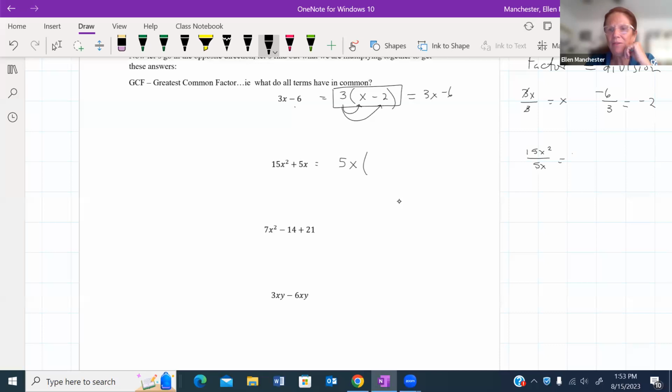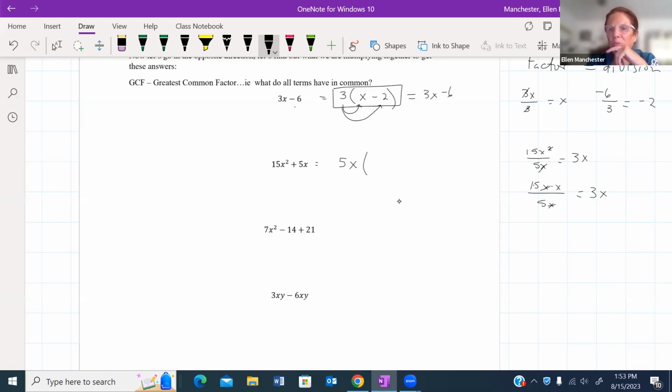15 divided by 5 is 3. I have 2 x's on top and 1 on bottom, so I can cancel one of them. Okay, you can look at it this way: 15xx over 5x. So 15 divided by 5 is 3. I can cancel one of the x's, so I have an x left.